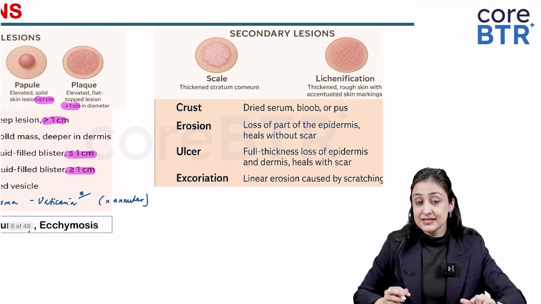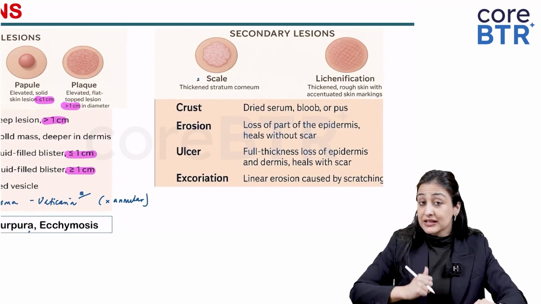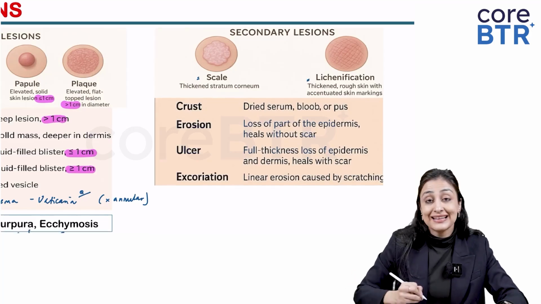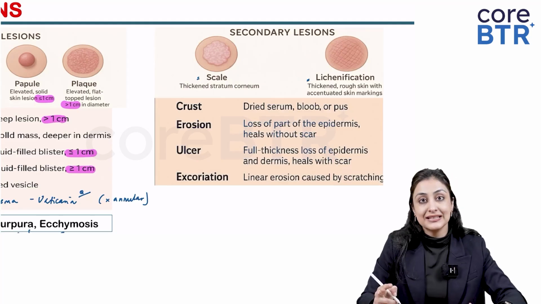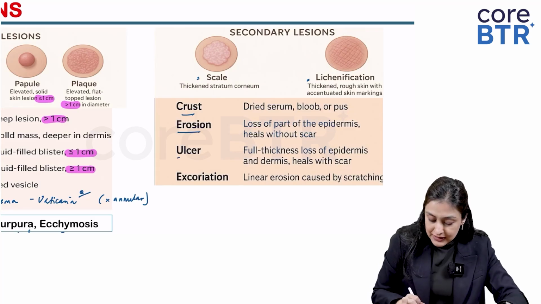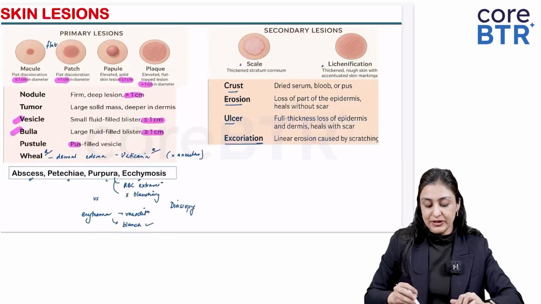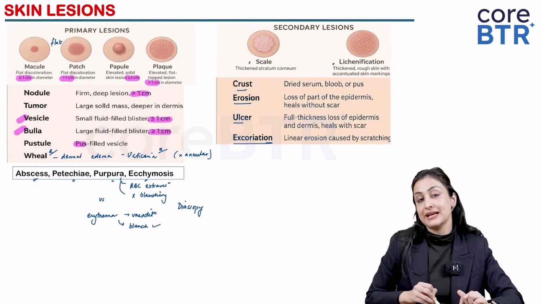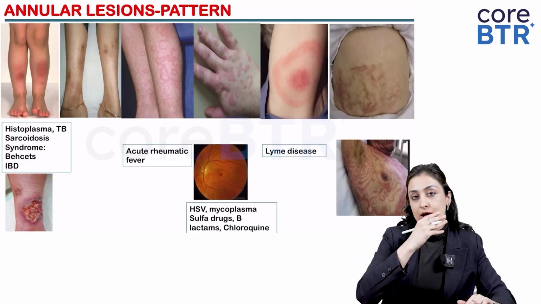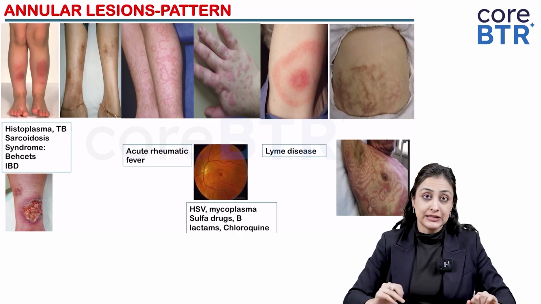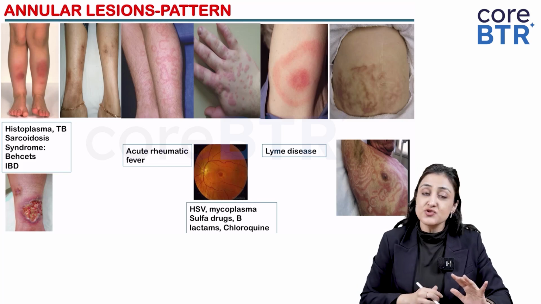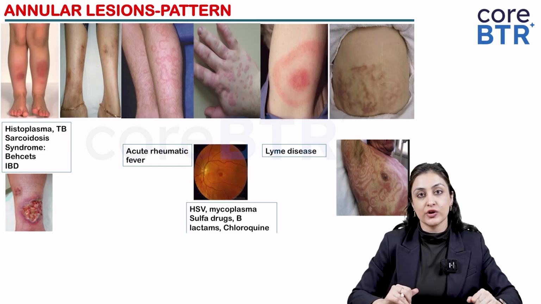What are secondary skin lesions? Scale, which is thickened cornea, particularly seen in psoriasis. We will talk about that. Lichenification, very important, seen in chronic eczema. Crusting, erosion and ulcer, and excoriation. So don't remember both, just remember the names of primary skin lesions. Very basic stuff. So now we talk about a few patterns of annular skin lesions. These are just spotters that we need to identify and know a few terms. Just because they're confusing, I've brought them all together.